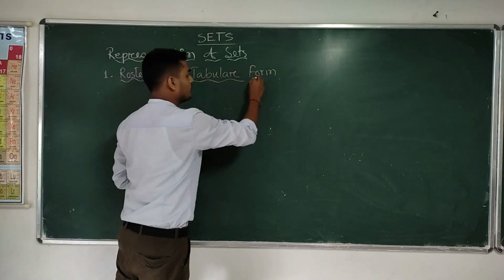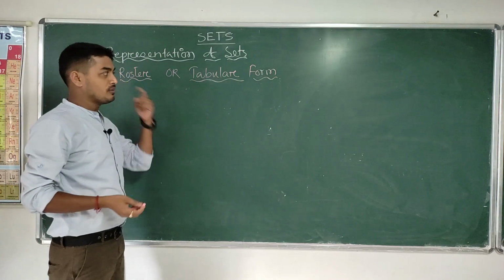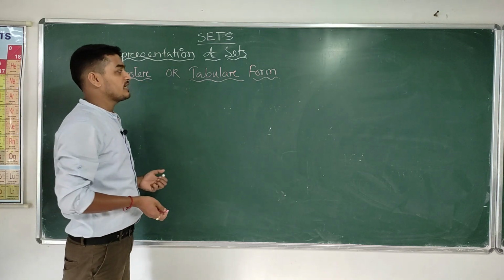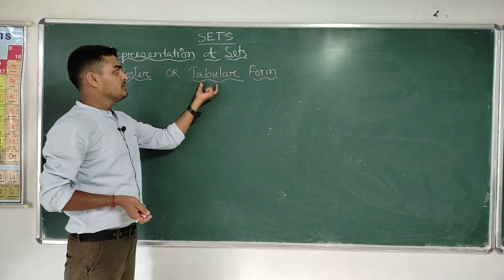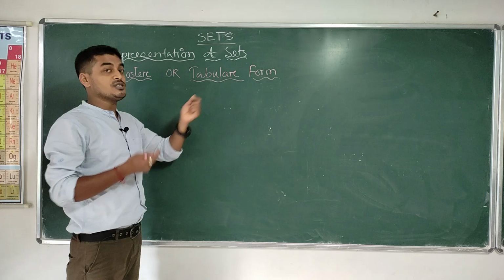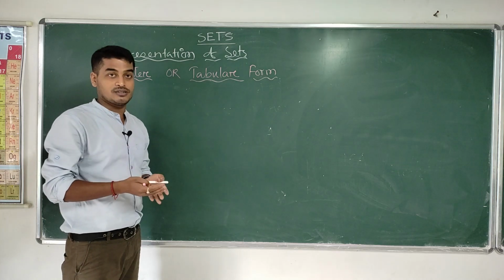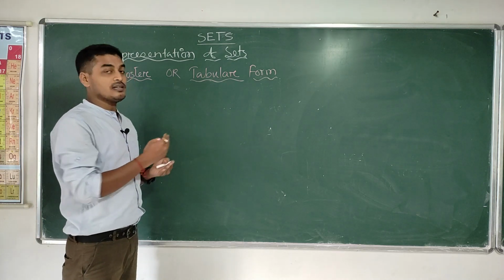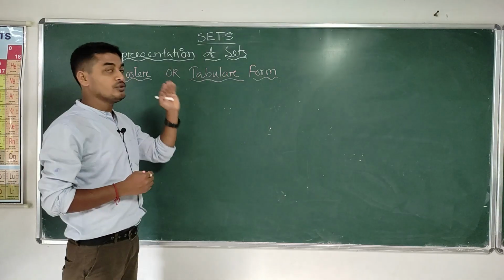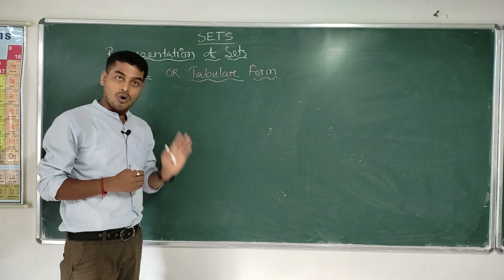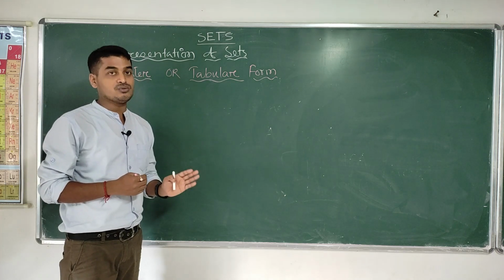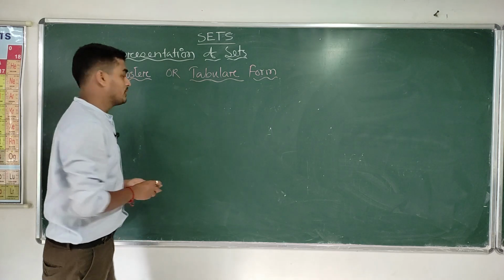From the word itself you will come to know. Generally there is confusion. Tabular means you have to tabulate, you have to make a table, in the sense that you have to mention the elements of that collection. So in case of roster or tabular form, we are going to mention all the elements of the well-defined collection, that is, we have to mention every element of the set.